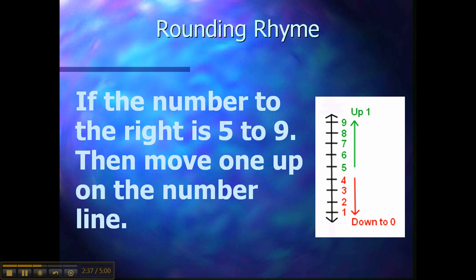Let's go to the next part. If the number to the right is 5 to 9, then move one up on the number line. Again, if the number to the right is 5 to 9, then move one up on the number line.